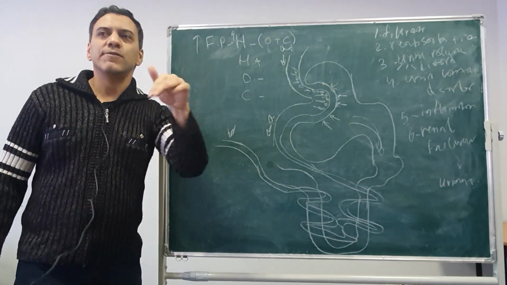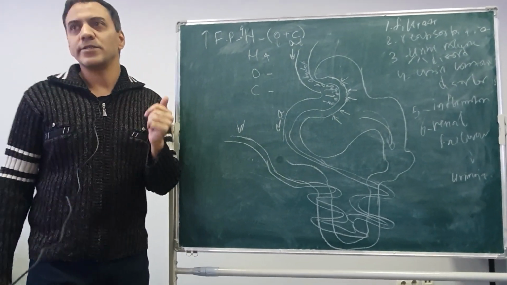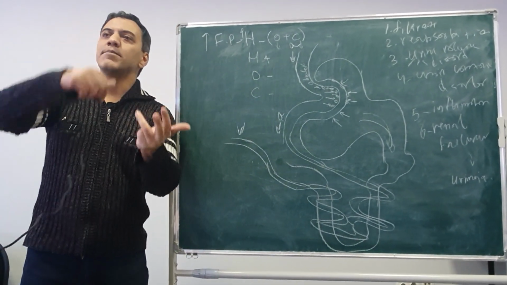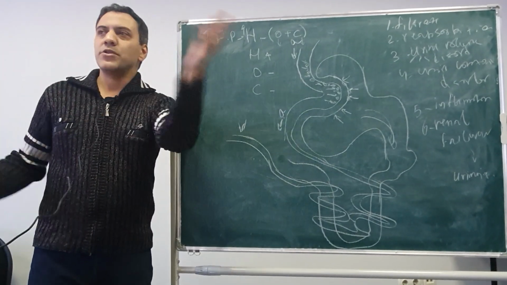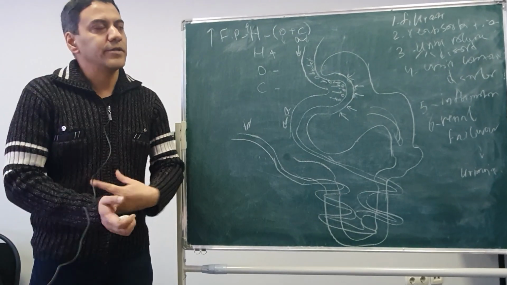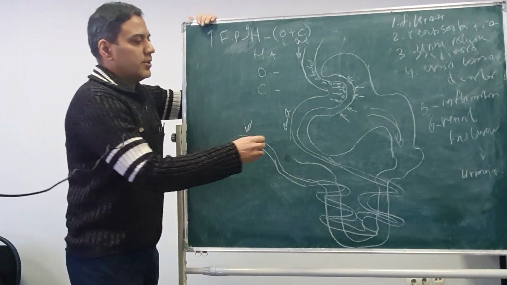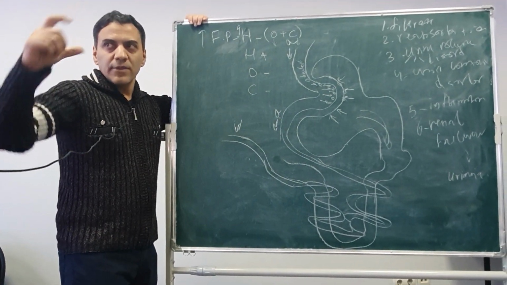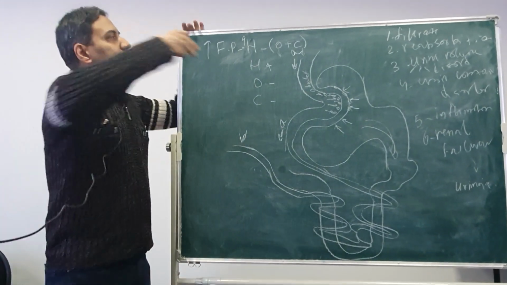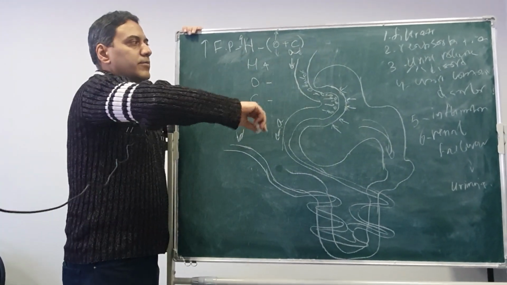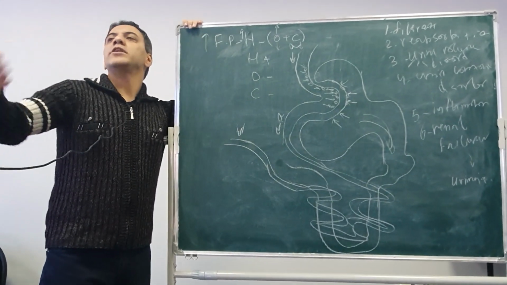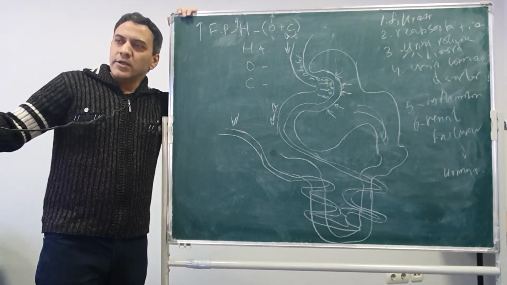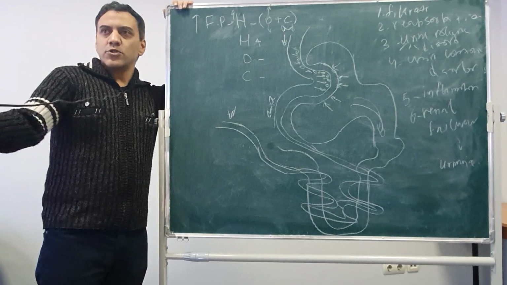Then hypofiltration, the opposite cases. Hydrostatic pressure is less, and it could be due to hypotension or dehydration, no water inside our body. Understood? Or the efferent arteriole becomes dilated, then hydrostatic pressure becomes less. Or when oncotic pressure is high, it means when we have more protein, hyperproteinemia, for example when we give an injection of protein-containing solution.